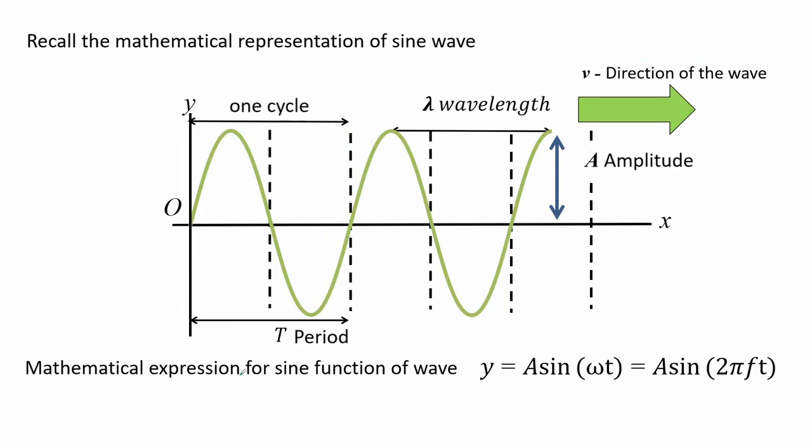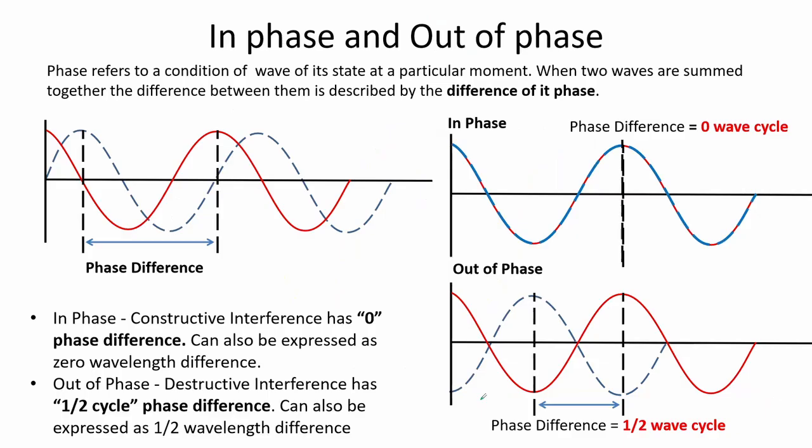Similarly, we have the graphical representation of a wave, but as a sine function. We see the graphical representation of the displacement x as a function of sine waves. In phase and out of phase simply refer to the difference in the position of the waves. Here we see that it refers to phase difference.